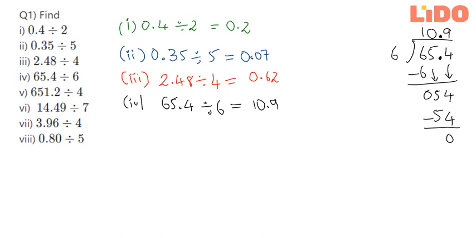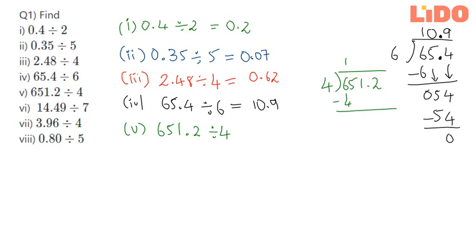Let's do the next problem, which is 651.2 divided by 4. So here, let me write it down again, 651.2 divided by 4. I know that 4 ones are 4, and when I subtract this, I get 2. Let me bring down the next number, which is 5. I know that 4 6's are 24.